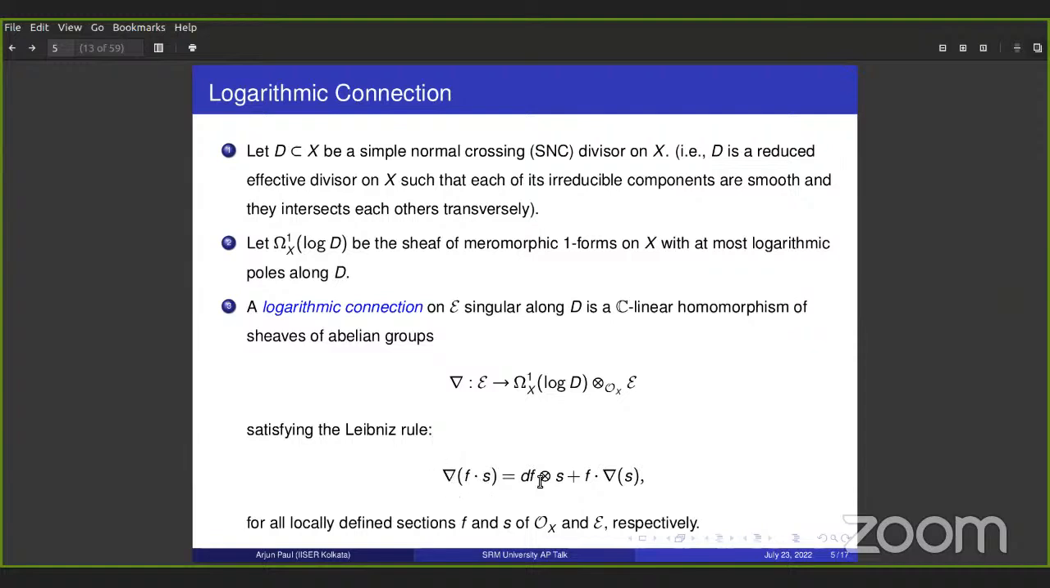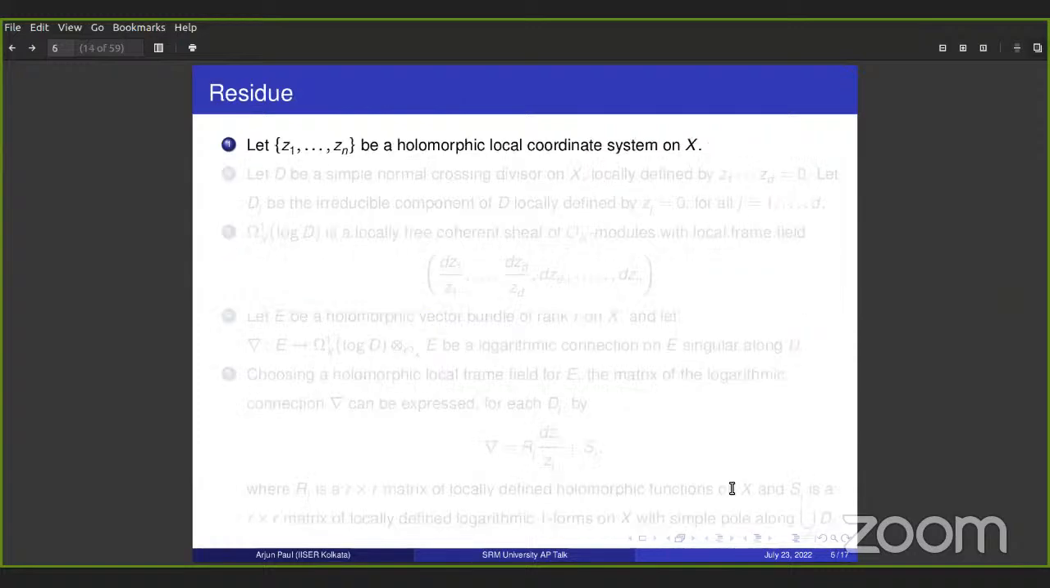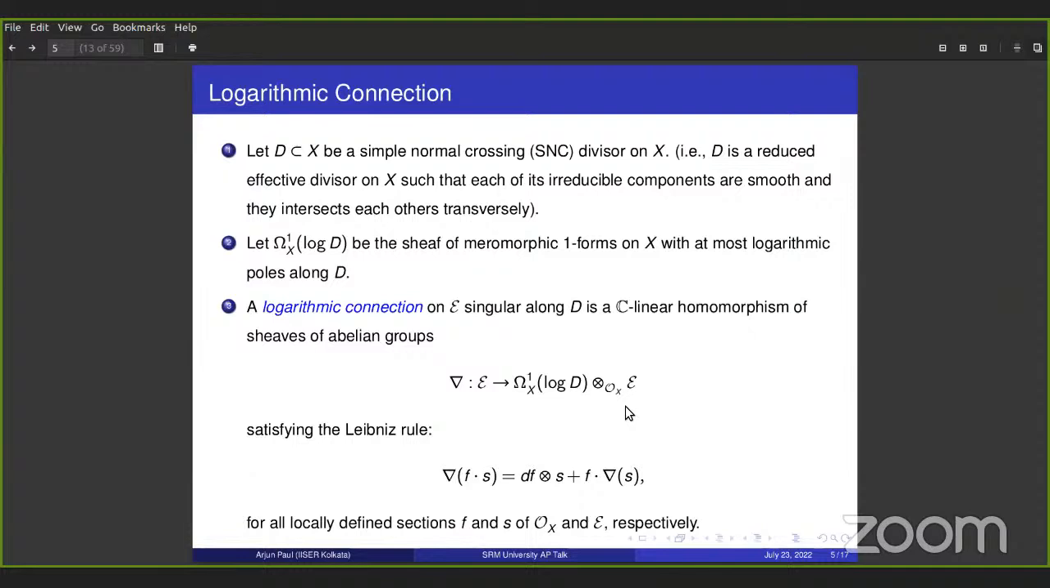Nabla of f times s equals df tensor s plus f times nabla s, where f is a locally defined holomorphic function on X, and s is a locally defined holomorphic section of the sheaf E. Okay, so this is the notion of logarithmic connection. I think this notion was first introduced by Deligne in his book on differential equations, written in French.